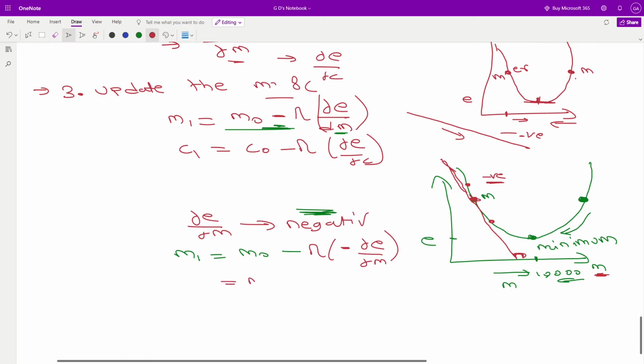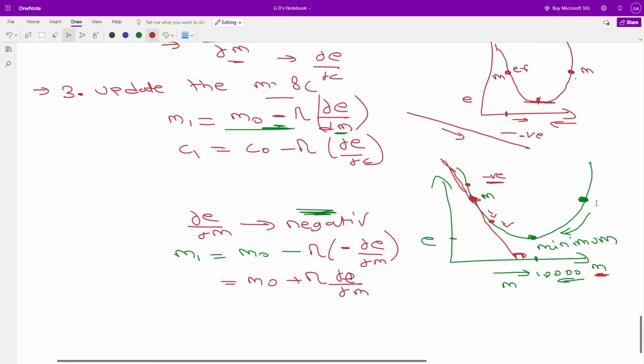So what happens in this case? It will increase the m value. You can clearly see it is increasing the m value. Whenever your point is here, as the slope is negative, and when you are doing negative of negative, it becomes plus, and it is increasing the m value. So in this way, you are updating the m value and increasing it to reach the minimum point, right?